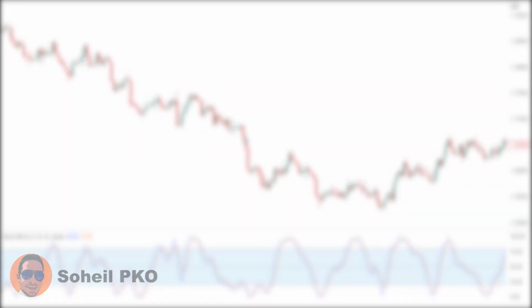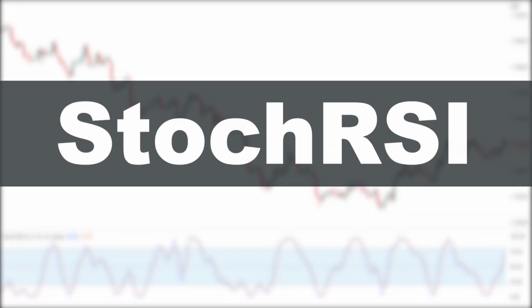Soil here, and today I want to talk about Stochastic RSI, or simply Stoch RSI, which is more commonly known to traders with this name. It's an amazing indicator, which is actually a combination of two powerful and famous indicators: RSI, Relative Strength Index, and Stochastic Oscillator. If you're interested to learn how you can use this powerful indicator, stay tuned and let's get started.